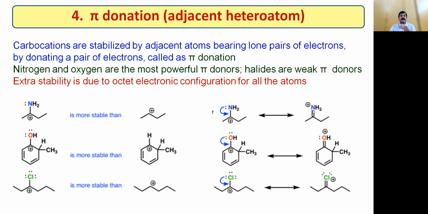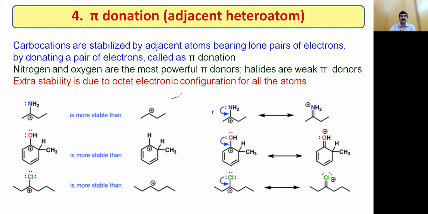When these heteroatoms have an octet of electrons, they can accommodate the positive charge. Particularly, a doubly bonded nitrogen, oxygen, or halogen is stable when compared to the singly bonded heteroatom with a positive charge. So what do I mean by this?